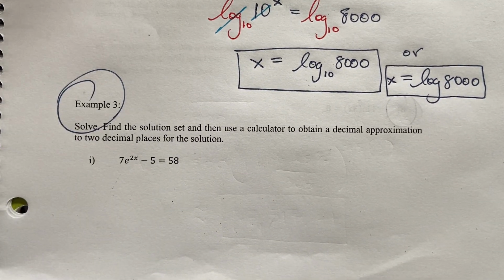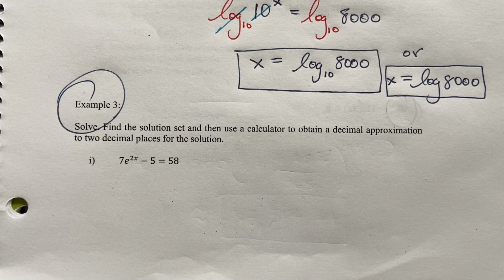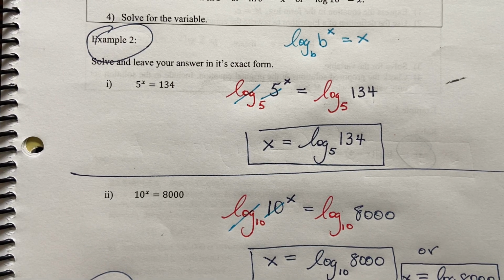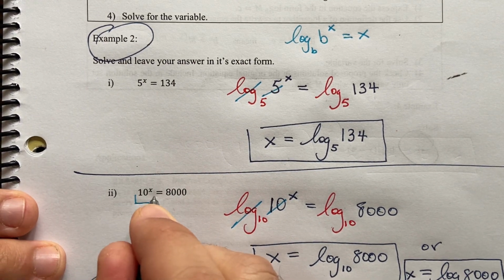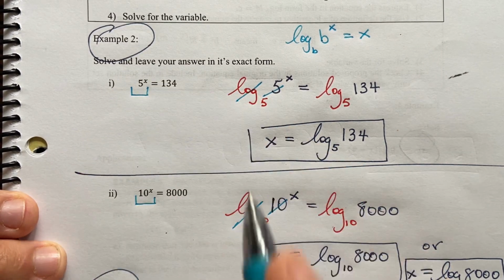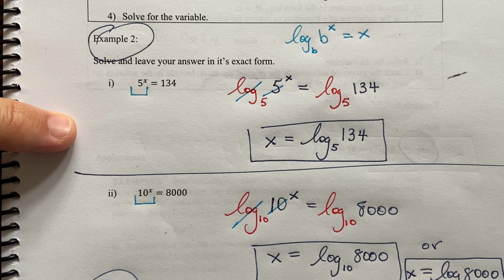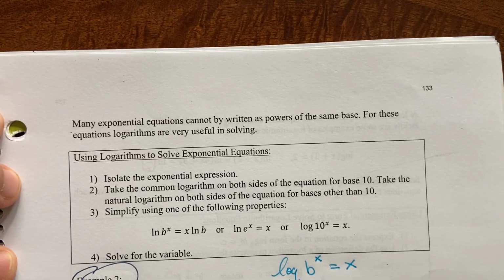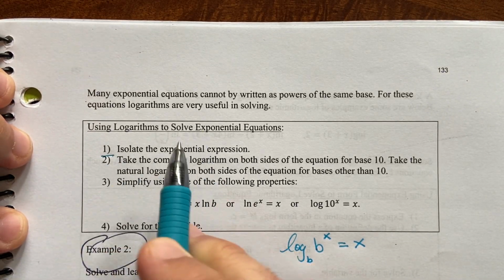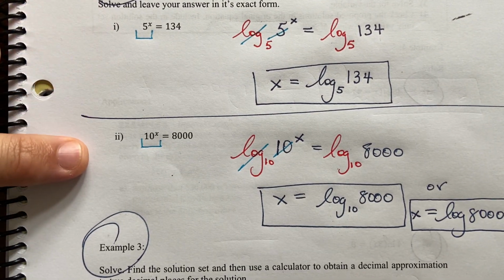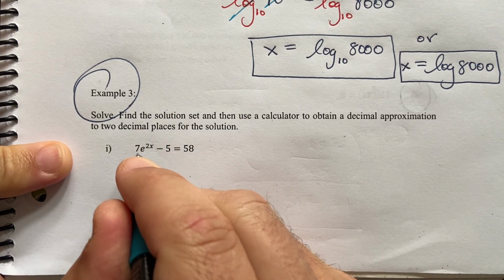Let's try one down here. So it says solve, find the solution set, then use a calculator to obtain a decimal approximation to 2 decimal places for the solution. So what was going on a couple times up here is our exponential piece, which is right there, for example, and right here, for example. Those exponential pieces were already isolated. So that's actually step 1, is you want to isolate the exponential equation. Okay, so in these first couple, it was already done, actually. On this one, we want to get this piece alone.